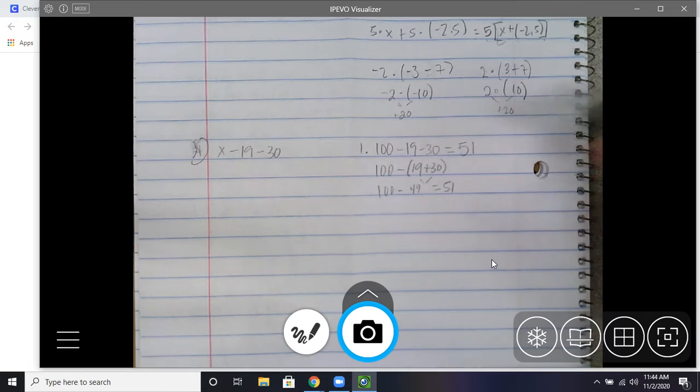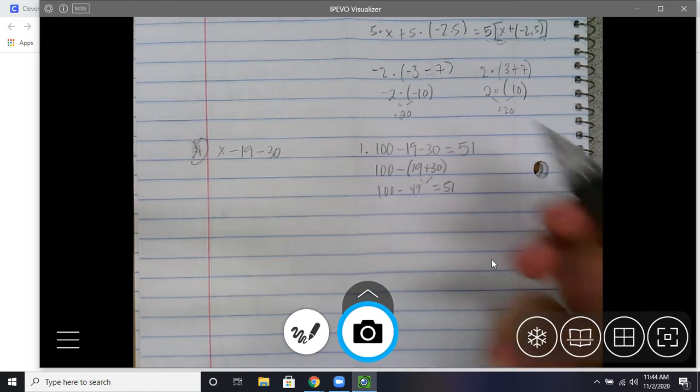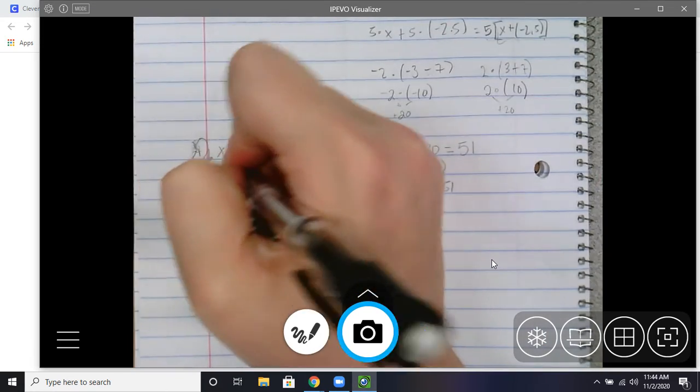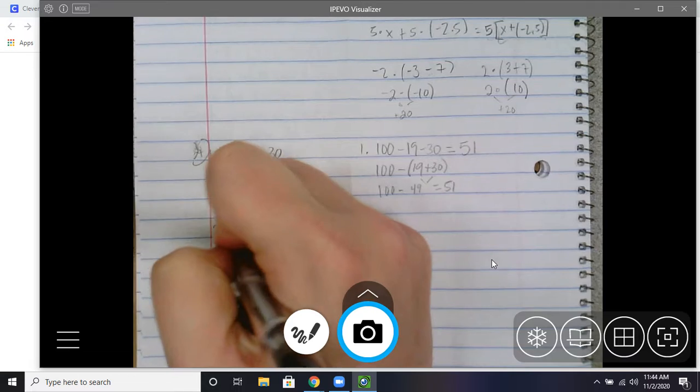So he spent almost half of his money in one day, which is definitely how it goes when you are a poor college student. I'm assuming he's in college. I don't know that for sure.